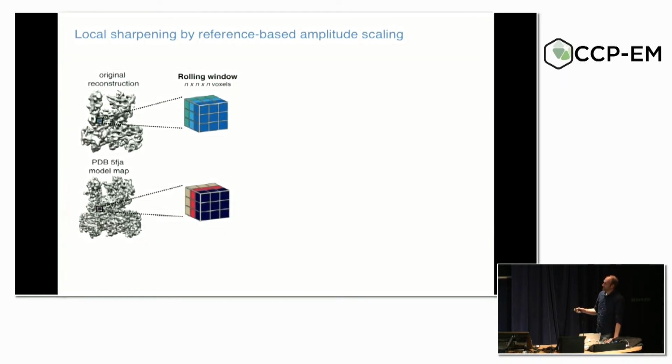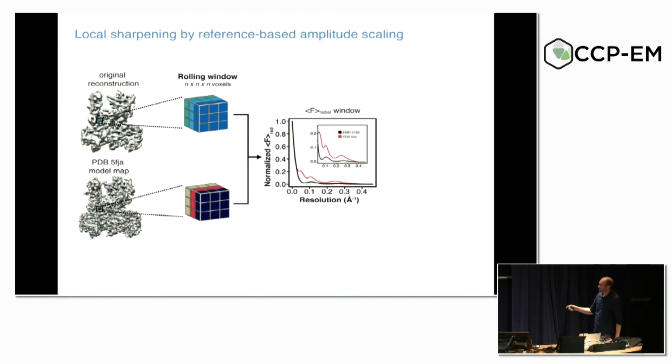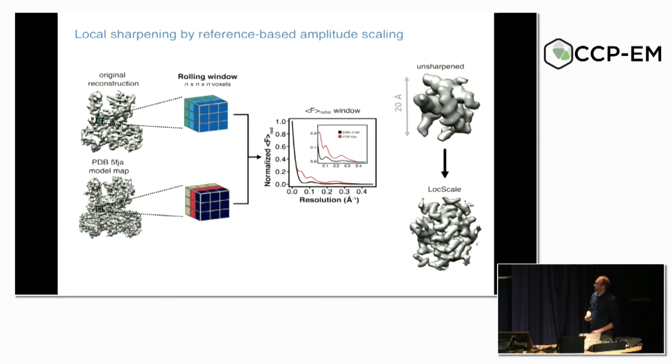So if you look at this schematically, what you do is the following. You have your original unfiltered, unsharpened reconstruction. And you now have a model map, so a Coulomb potential map that you have generated from your atomic model with the B factor distributions in that model. And then you're using the same rolling density windows. And basically, for each of these windows, you calculate the radially averaged power spectrum. And then you use your reference power spectrum to scale your experimental power spectrum. And this is the result of this procedure.